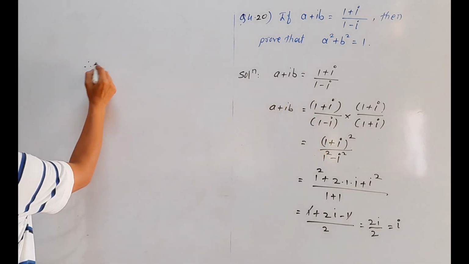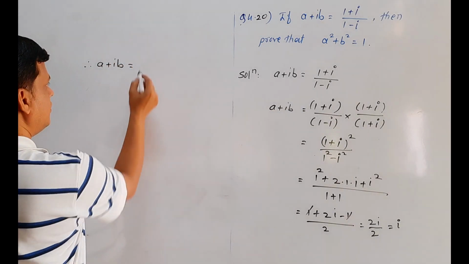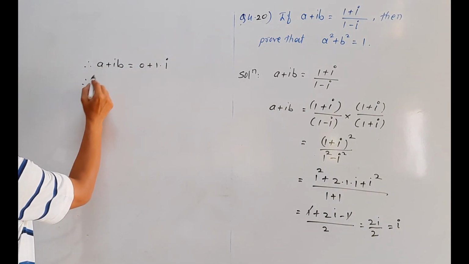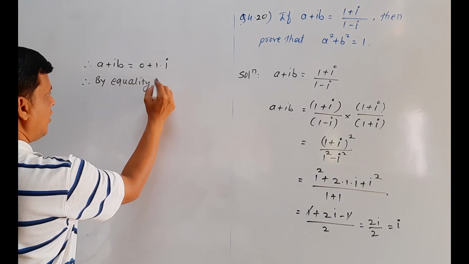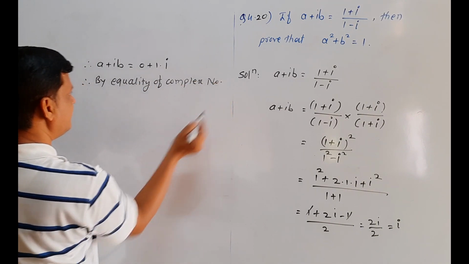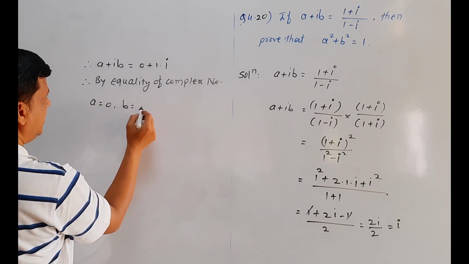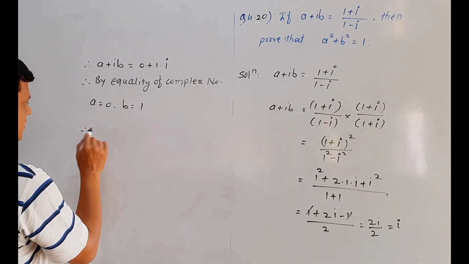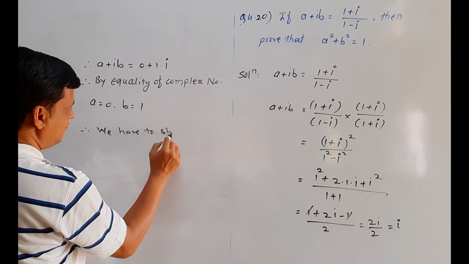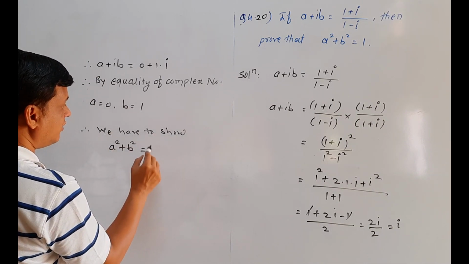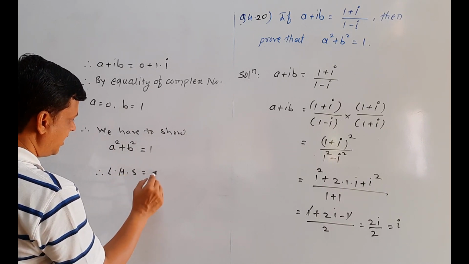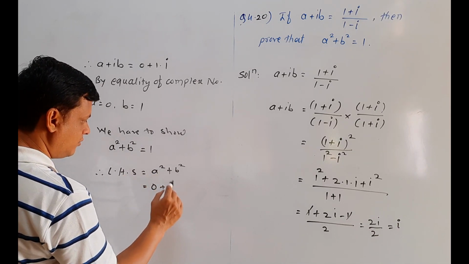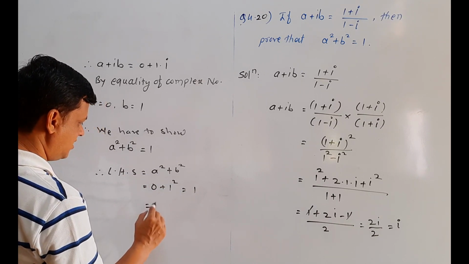So we write here, therefore a + ib is equal to 0 + 1 into i. So equating the real part with the real part, by equality of complex numbers, a is equal to 0, b is equal to 1. Therefore we have to show a² + b² equals 1. So we consider the LHS here. LHS equals a² + b². Now substitute the value of a as 0, and the value of b as 1, so 1², which is 1, which is equal to the RHS.